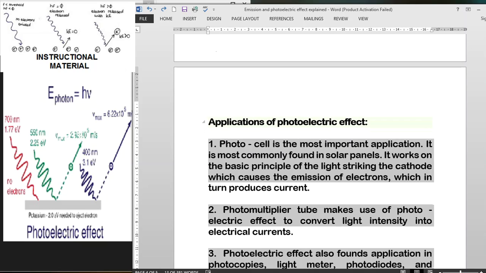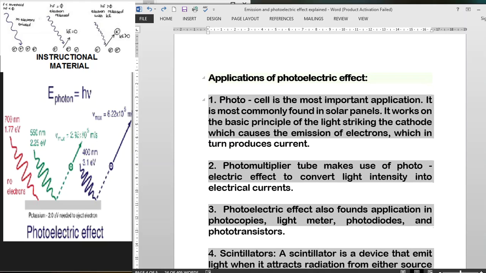Another thing we'll be looking at here is the photomultiplier tube. It makes use of the photoelectric effect to convert light intensity into electric current. The photomultiplier tube is another application of photoelectric effect. Its function is that it converts light intensity into electric current.